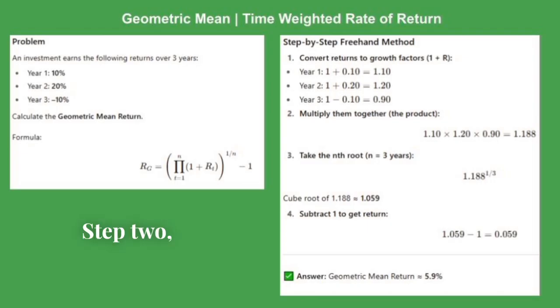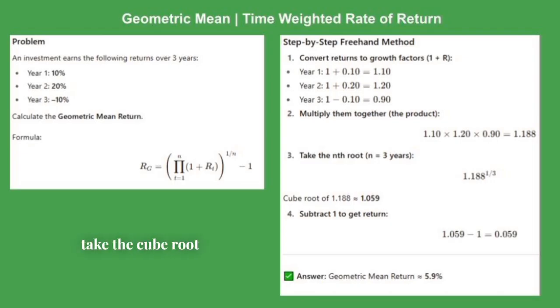Step 2, multiply the factors together. 1.10 times 1.20 times 0.90 equals 1.188.